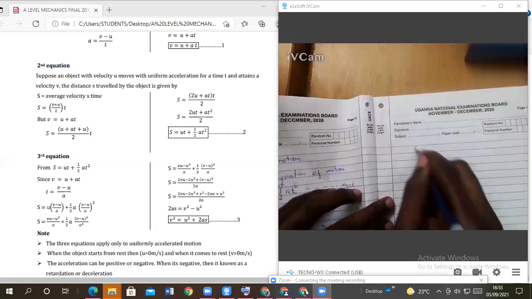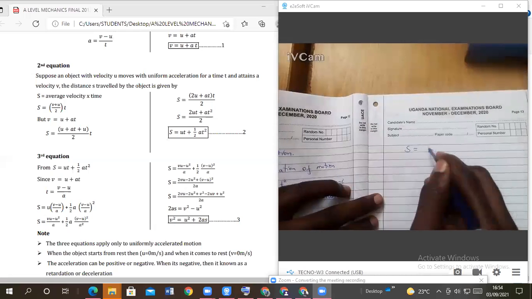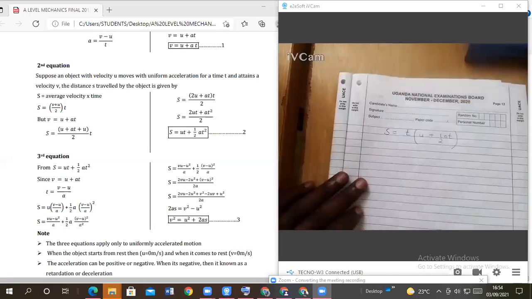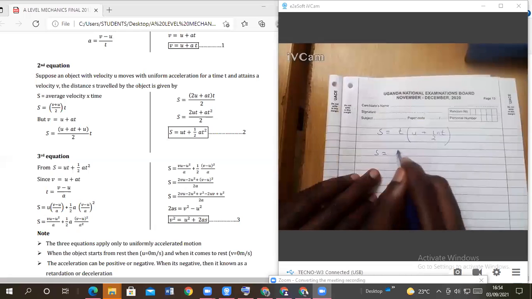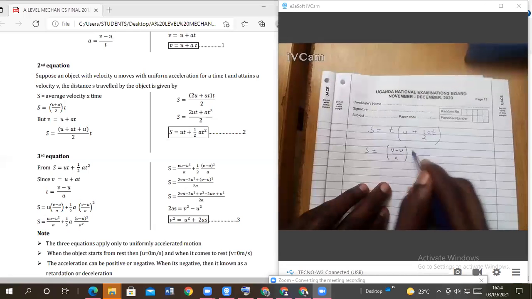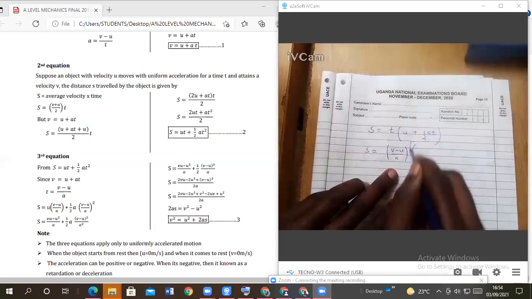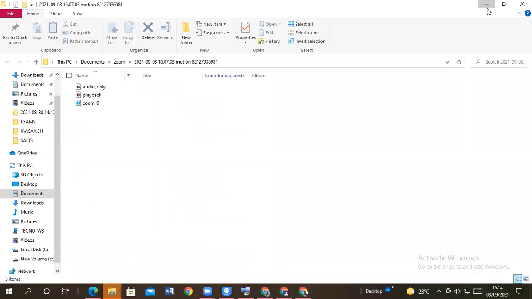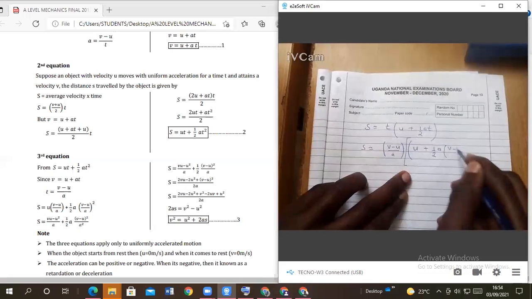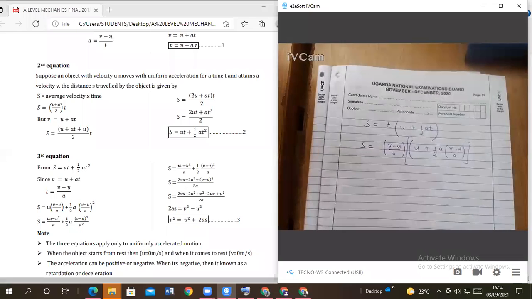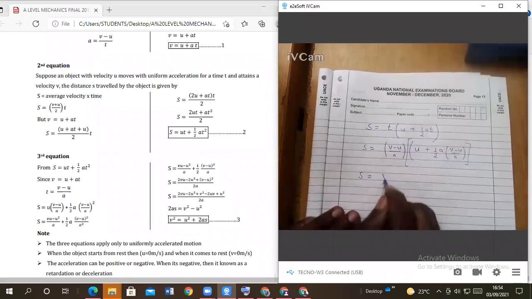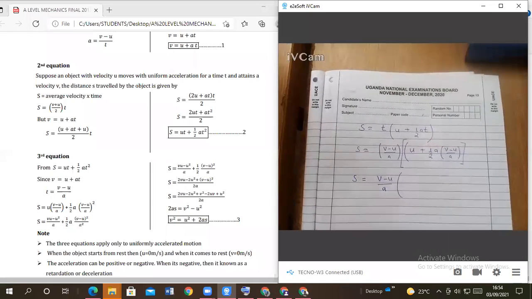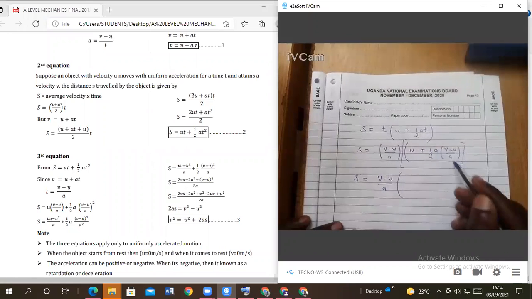We are going to say S equals T into U plus a half AT. Let's just make it like that. So S is equal to our T, which we said is V minus U out of A, into another bracket, let's use a big bracket, where we remain with U plus a half A times my T, which is V minus U out of A. Then close that bracket. So our S is going to be V minus U out of A into, let's simplify the brackets. You find that this A is going to cancel this A, not so?